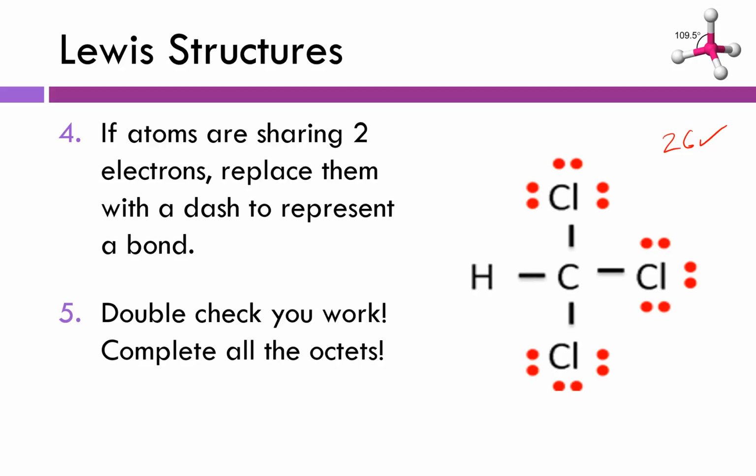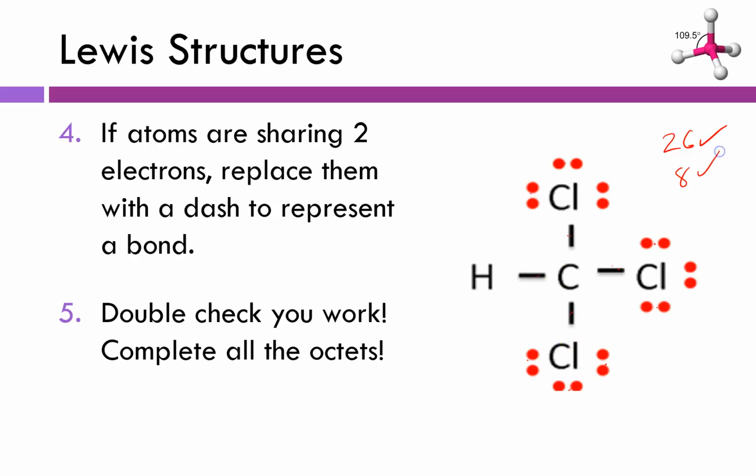There are some exceptions to that. We'll talk more later, but hydrogen is one of them. Hydrogen has a duet. Oh, 2 electrons around hydrogen. Great. 2, 4, 6, 8 around chlorine. 2, 4, 6, 8 around that chlorine. 2, 4, 6, 8 around that chlorine. 2, 4, 6, 8 around carbon.